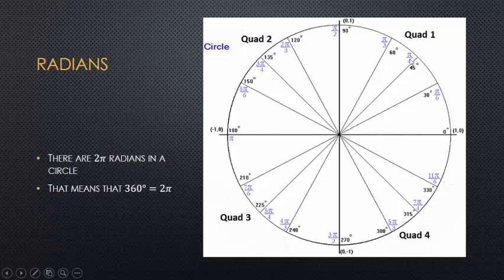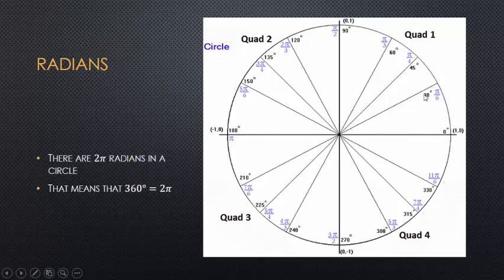Notice that any multiple of pi over 4 will be a multiple of 45 degrees. So 1 pi over 4, 2 pi over 4, 3 pi over 4, 4 pi over 4, 5 pi over 4, 6 pi over 4, which simplifies to 3/2, 7 pi over 4, 8 pi over 4.